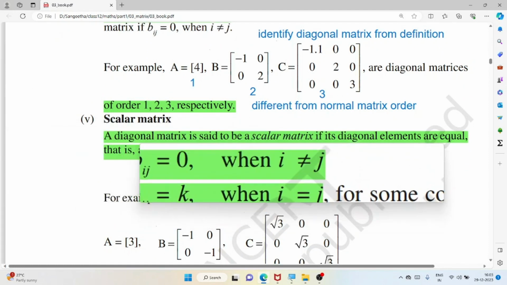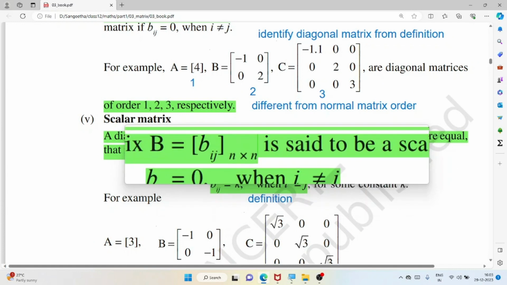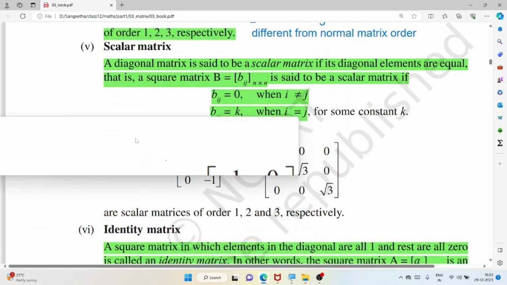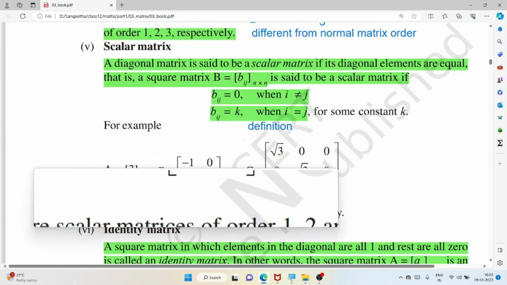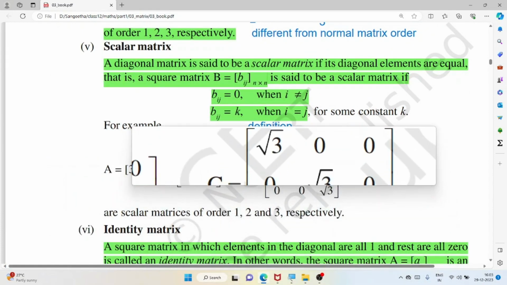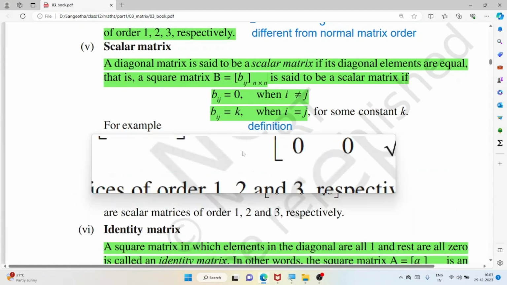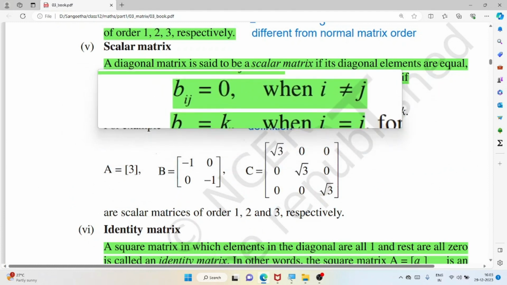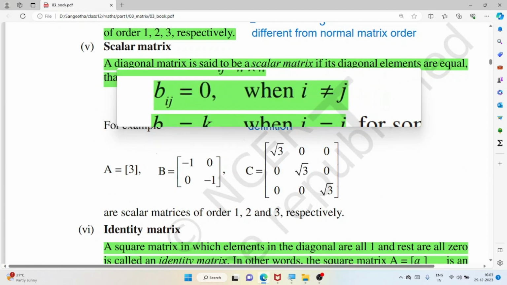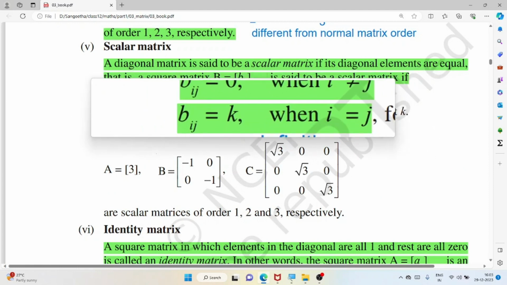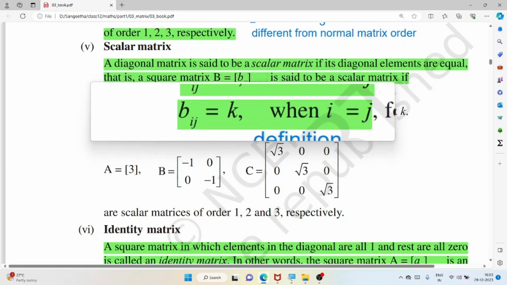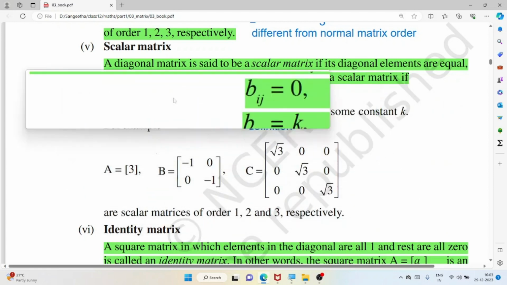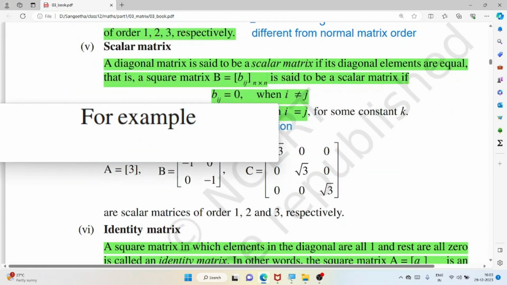So here also you see the order is one, not m cross n; this is a square matrix order. How is a scalar matrix different from a diagonal matrix? Here the diagonal elements are the same. So from this definition, if they give a definition like Bij equal to 0 where i not equal to j, and Bij is a constant value when i equal to j, you should be able to tell this is a scalar matrix.